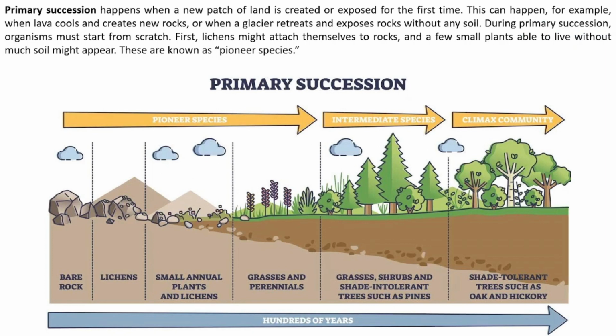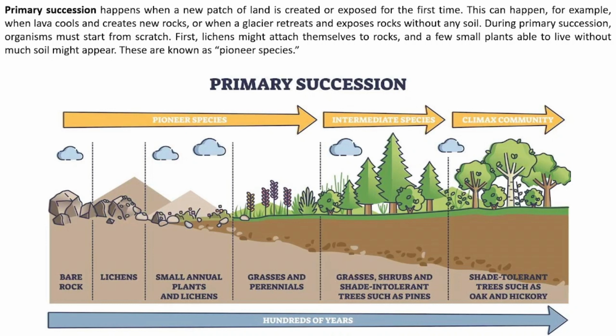So in terms of ecological succession, we can talk about primary succession, which happens when a new patch of land is created or exposed for the first time. This can happen when lava cools and creates new rocks. Suppose there was a volcano in that place before, there was lava all around, it cools and creates new rocks, or when a glacier retreats and it exposes rocks without any soil.